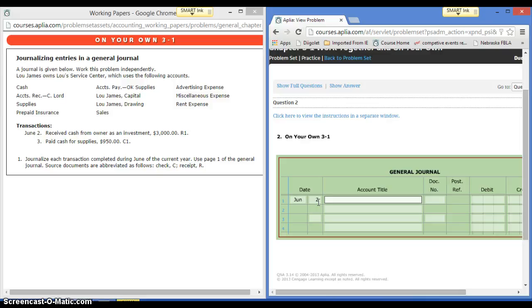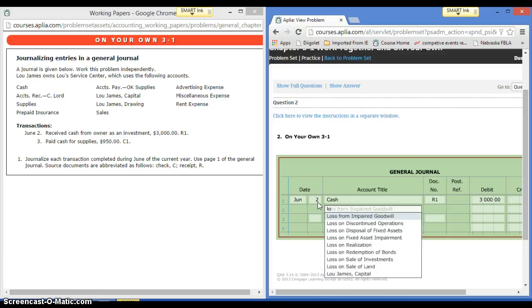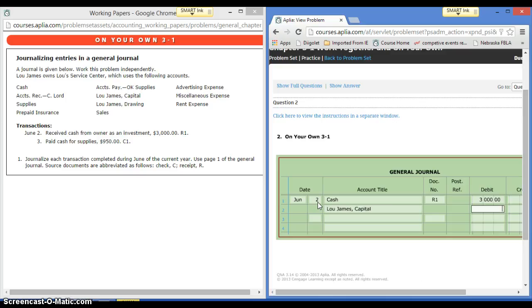Anyway, receive cash from owner as investment. We know cash is going to be debited. It's an asset. It is increasing. Assets are increased on the debit side. This is a receipt, so R1. Our dollar amount is 3,000 buckaroos. Put in your number and do your credit part. It was from owner as an investment, so we know it's capital. So we'll find Lou James Capital, put in our $3,000 for our credit amount.